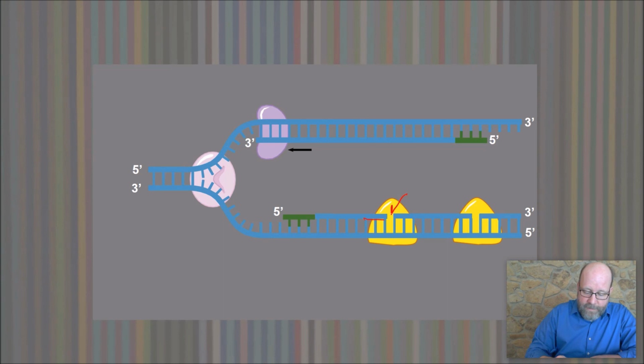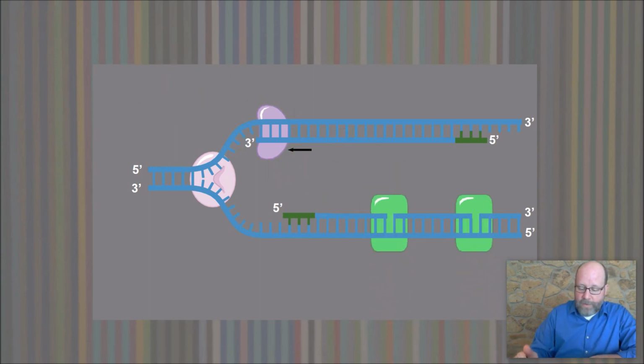Now we still have a little gap here that we need to take care of because we don't have a way to attach a 5' to a 3' that isn't a free nucleotide, right? These enzymes only work with free nucleotides. We have another enzyme, and that enzyme is called ligase.